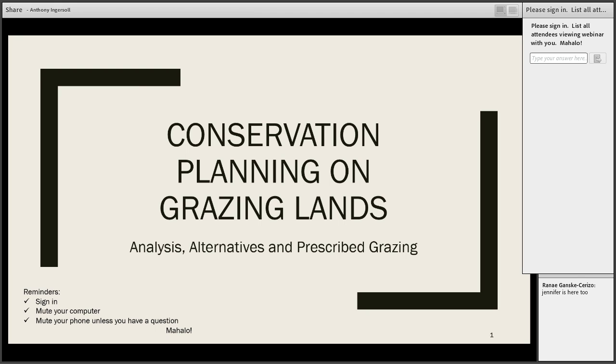This is the fourth and final in the series on conservation planning on grazing lands that we're offering this year in 2016. Today, we are going to be talking about the parts of the planning process where we analyze our inventory data, formulate and evaluate alternatives, and just how prescribed grazing fits into all of this.